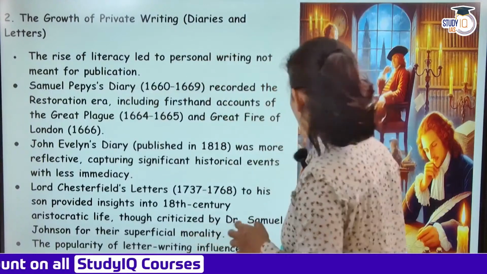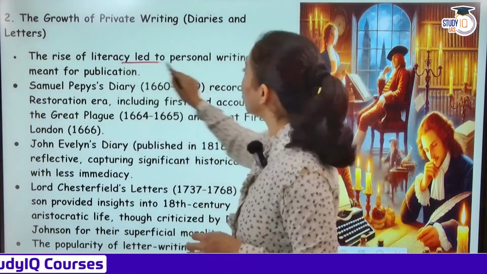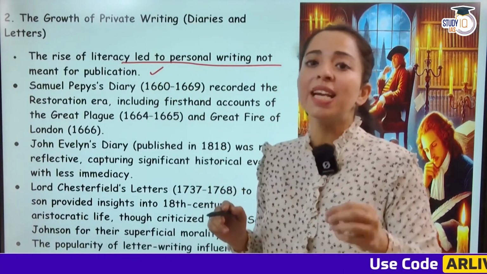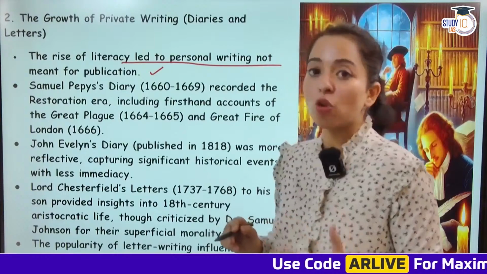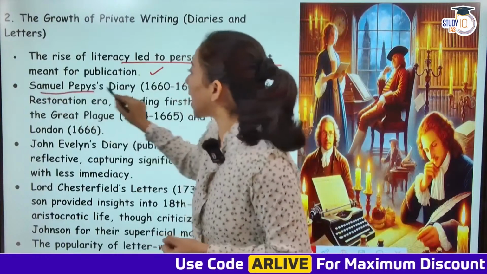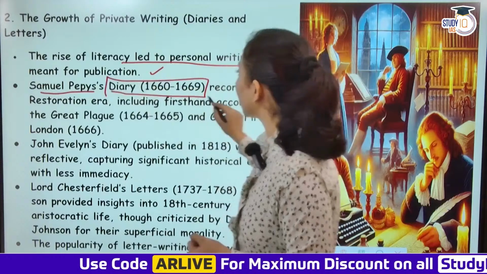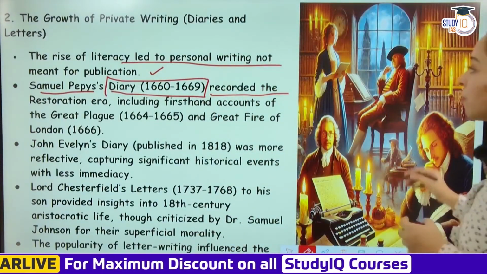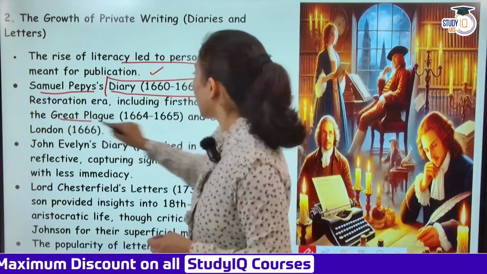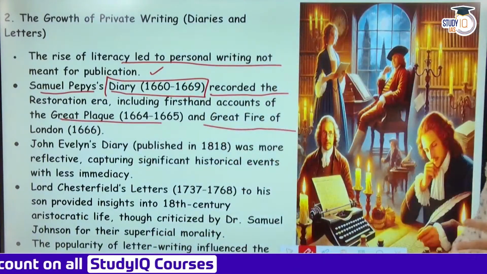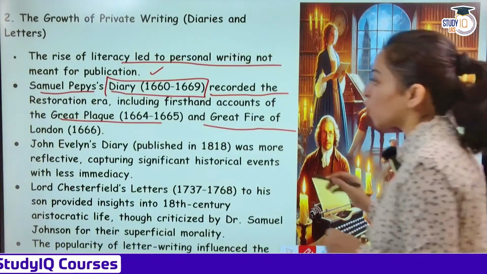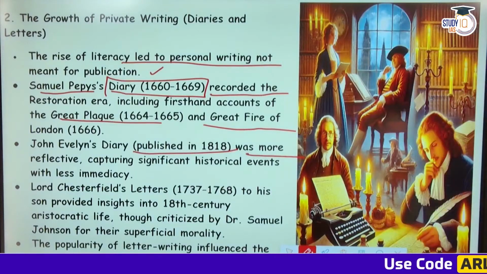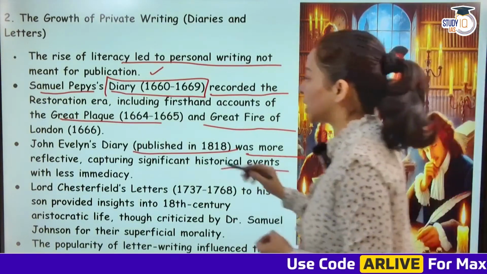So the rise of literacy led to personal writing, which was not meant for publication, but it is very useful to literary critics and literary historians now. So Samuel Pepys's diary from 1660 to 1669 recorded the Restoration era, and this included first-hand accounts of the Great Plague and Great Fire of London. And after Samuel Pepys, there was John Evelyn's diary, published in 1818, and this was more reflective and captured significant historical events with less imagery.